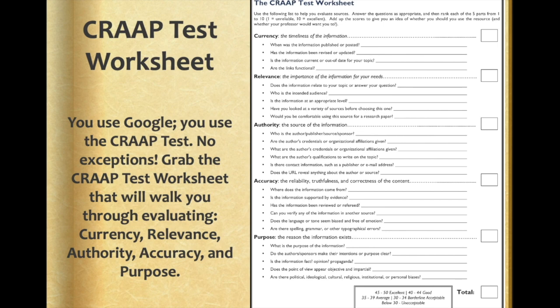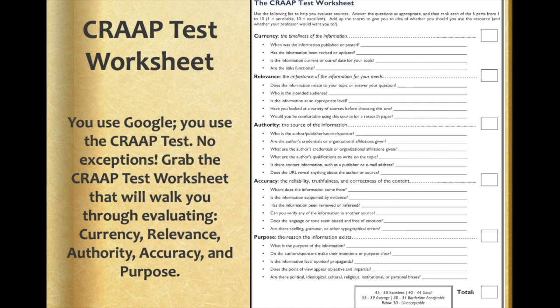Let me stress, if you use Google, you use the CRAP test, and you're going to use this CRAP test worksheet. Because there are no exceptions, if you Google an article, you're going to grab the CRAP test worksheet that will walk you through evaluating currency, relevance, authority, accuracy, and purpose. And here's how it works. For each section, for example currency, you would give it a score between 1 and 10. For relevance, same thing. Score it between 1 and 10. Authority, same thing, 1 and 10, and so forth.